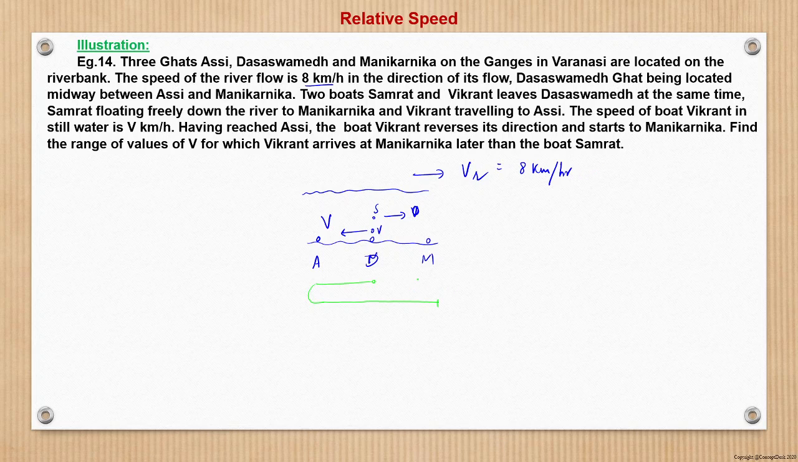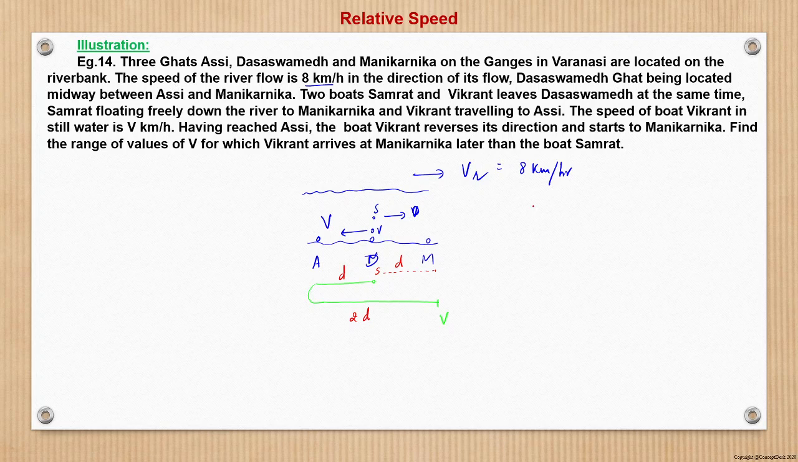So we have to find the value of V such that Vikrant reaches Manikarnika after Samrat has freely floated from Dasaswamedh to Manikarnika. Now, Assi, Dasaswamedh, and Manikarnika are all points on the ground. Let this distance be D, so this will also be D, and this will be 2D.